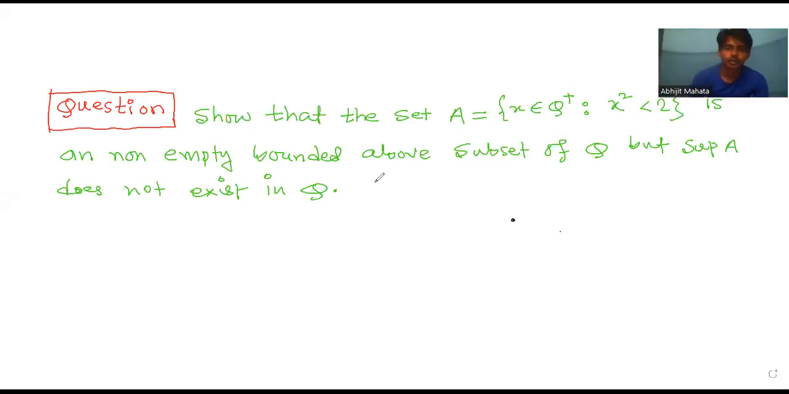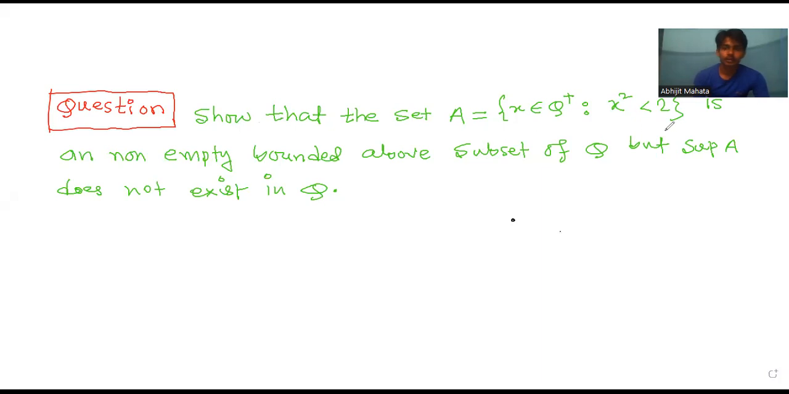Hi, so today we'll see a geometrical property of the set of rational numbers, or you can say the topological property of the set of rational numbers. So by solving this question, here it is. If we take the set A as the collection of positive rational numbers whose square is less than 2.